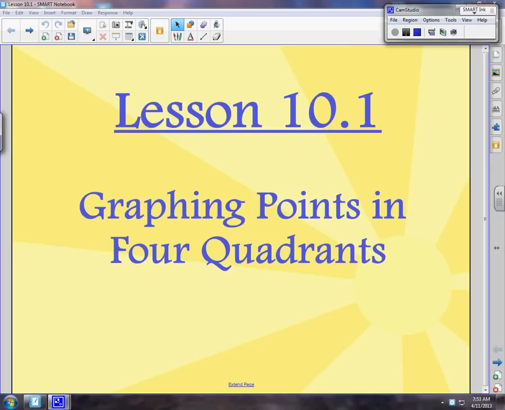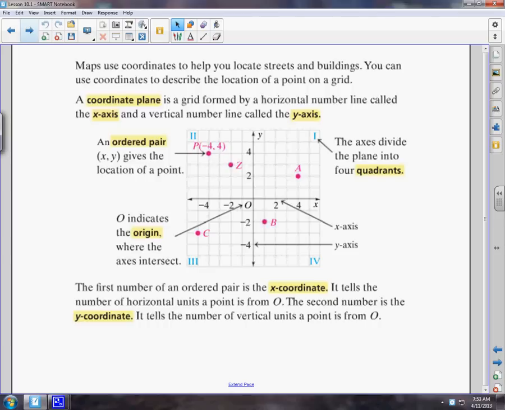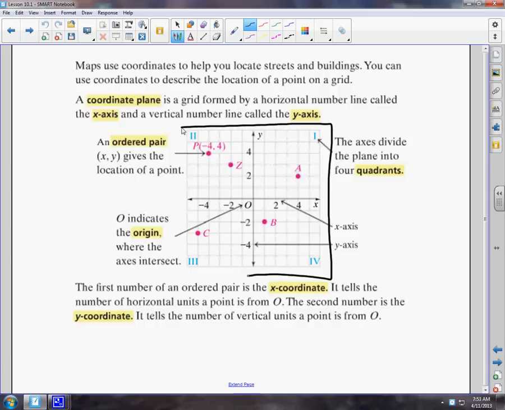Lesson 10.1 is graphing points in four quadrants. So this should be a review, hopefully. What I want you to copy down in your notes is this graph. Copy down this graph, and you're going to draw an X and Y axis. Make sure you label. This is the Y, and this is the X.